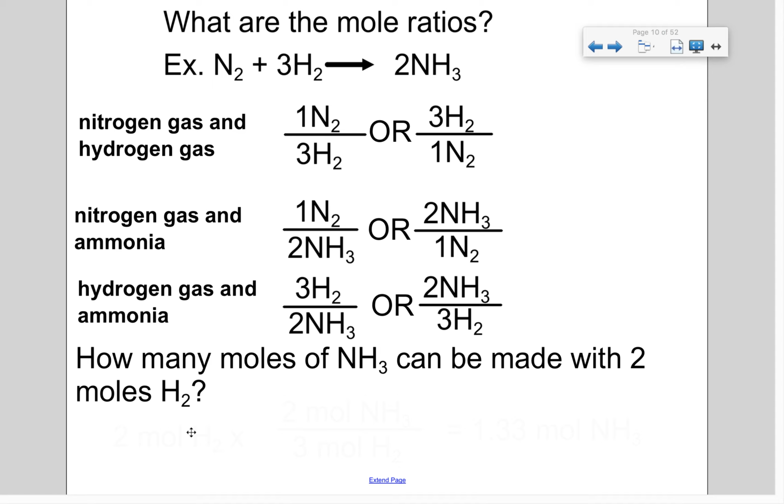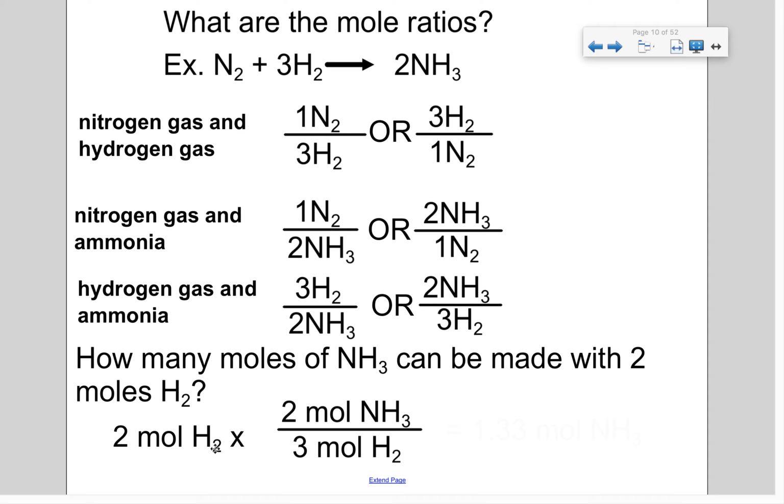So how many moles of ammonia can be made with 2 moles of hydrogen gas? So you start with what you're given. You were given 2 moles of hydrogen gas. The next step is, what's your mole ratio? Actually, I forgot to check. Is this a balanced equation? N2, I got 2 N's, 2 N's, 6 hydrogens, and 2 times 3, 6 hydrogens. Yes, it's balanced. Okay, so start with what you're given, 2 moles of hydrogen gas. I'm in hydrogen, so that needs to be on the bottom. And then I'm going to ammonia, so it should be a 2:3 ratio.